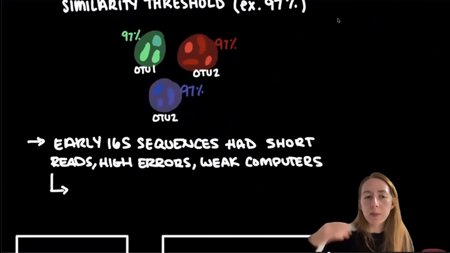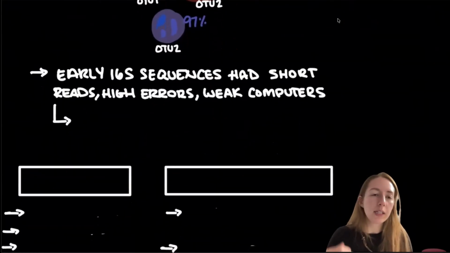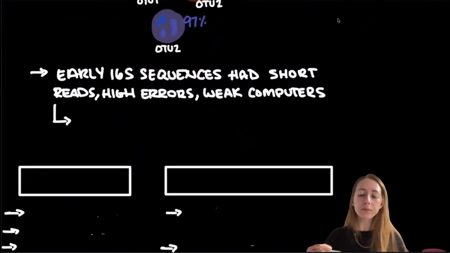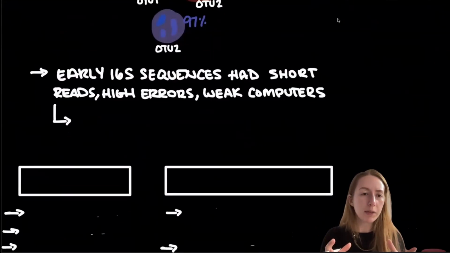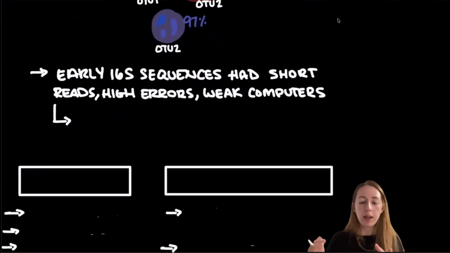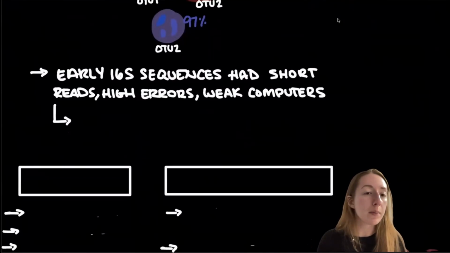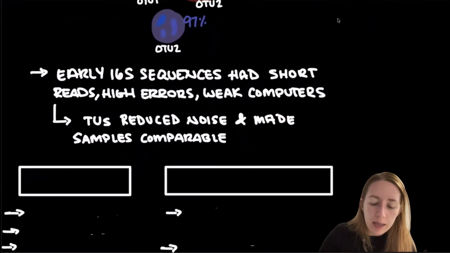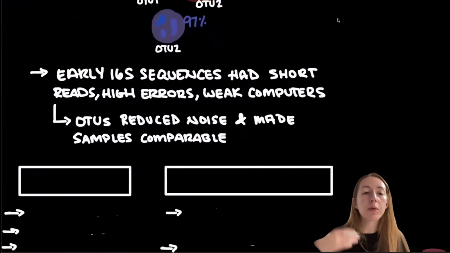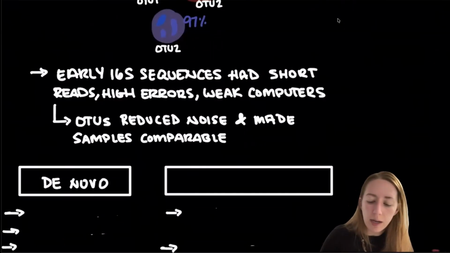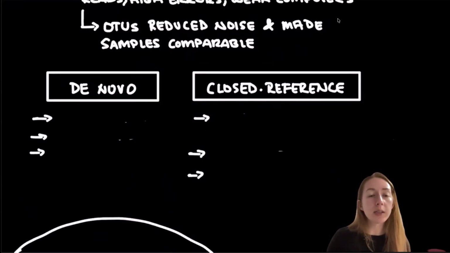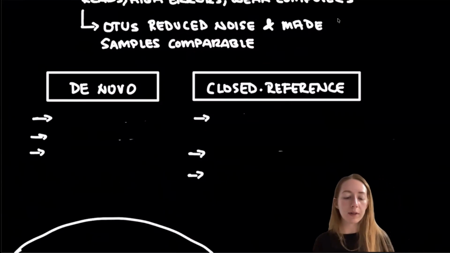And so this was done especially during early 16S sequencing, and this is mostly because many of the sequences were shorter, so with less resolution. They had higher errors and weaker computers, and so they needed ways to group things together and make it easier, right? And so OTUs were able to reduce noise and then make samples more comparable. There are two types of OTU grouping. There's de novo, which doesn't rely on reference, and then there's closed reference, which does.